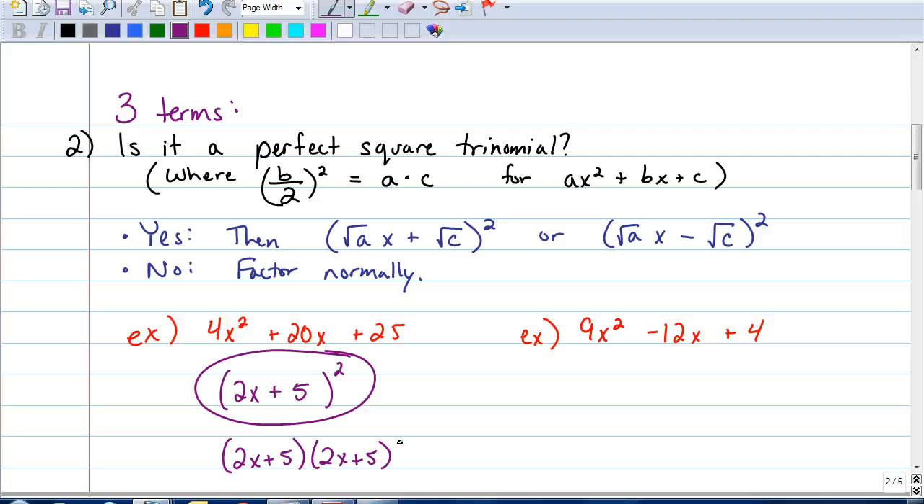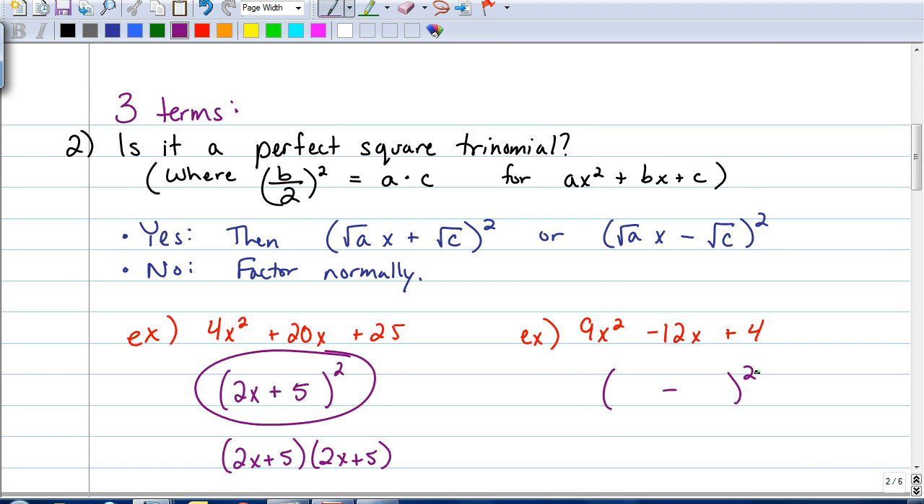So look at the next one. Again, I could use the X box method here to simplify this, or first, if I look to see if it's a perfect square trinomial, it might make it a lot faster. Because if I take half of negative 12, that's negative 6. If I square it, I get a positive 36. Turns out 9 times 4 is also a positive 36. So this is an example of a perfect square trinomial.